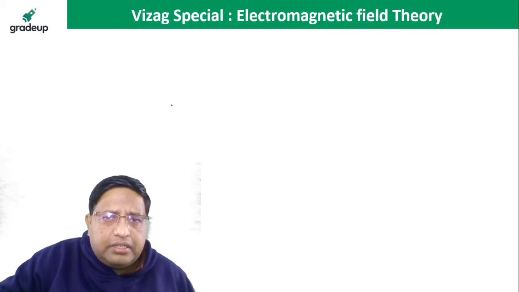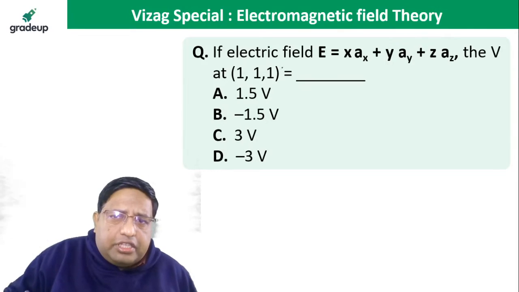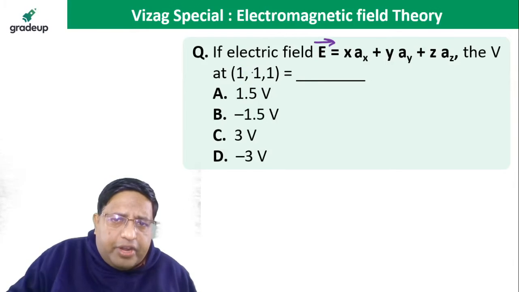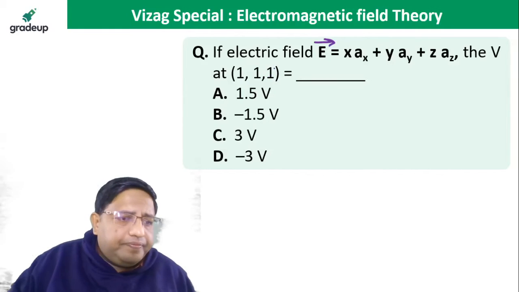Now come to the next question. Try to give the answer to this question. If the electric field vector is given, calculate the potential at 1, 1, 1. What is the electric potential at 1, 1, 1? Try to calculate the electric potential at 1, 1, 1.